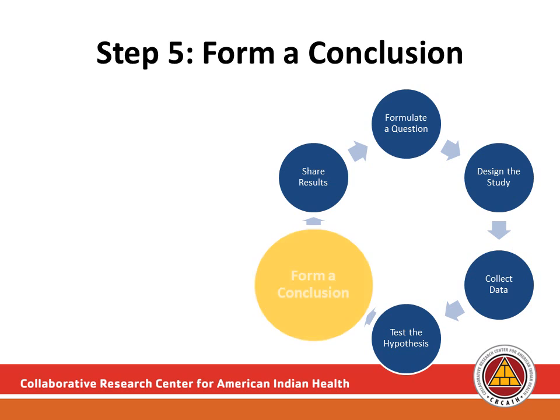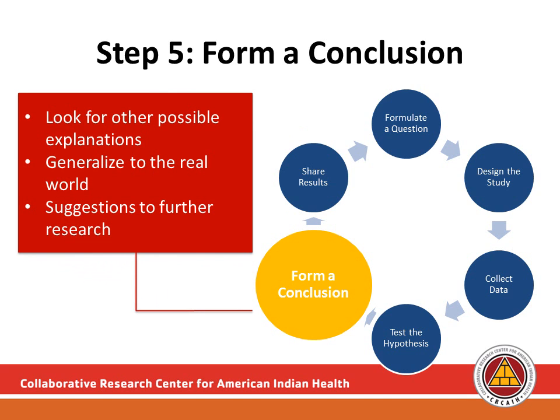Step 5 of the general research process is when you form a conclusion based off of the results gathered from testing your hypothesis. During this step, you want to look for other possible explanations for your results, try to generalize your findings to the real world, and make suggestions to further research from the results that you gathered.